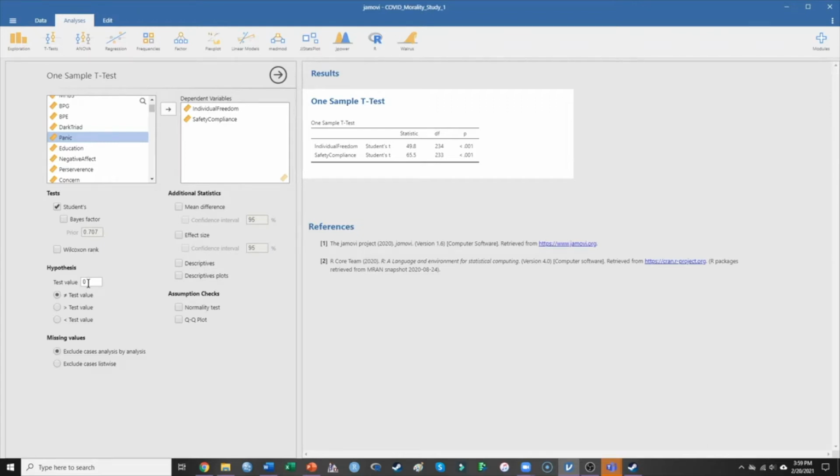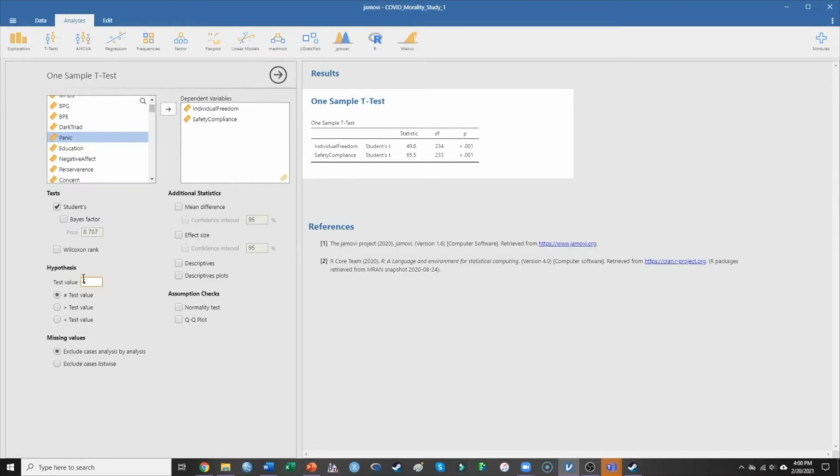In this particular study, individual freedom and safety compliance were both measured on a 1 to 9 scale. What I'm predicting here is that, because COVID-19 is such a drastic and new phenomenon, people are probably going to engage in lots of important safety procedures, but because we live in America, they will also probably still value individual freedom. Those were both measured on a 1 strongly disagree to 9 strongly agree scale. And I want to see, are people generally more in favor of these things or more against these things? So the midpoint of that 1 to 9 scale is 5.